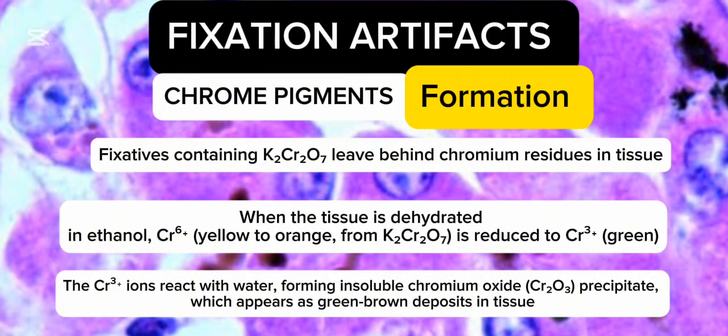Number two, reaction with alcohol. During dehydration, tissues containing chromium residues are exposed to ethanol, specifically, an insoluble reduction product, chromium oxide, precipitates in the tissue. So this reaction produces the yellow-brown granular deposits known as chrome pigments.